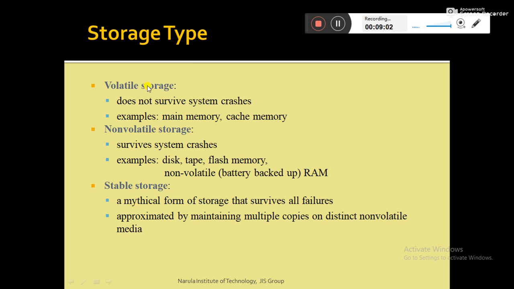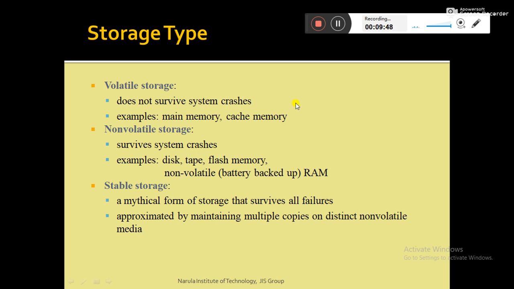So what is volatile storage? Actually, we already know what volatile storage is. Volatile storage is the storage where the information is retained only if the power supply is present. Once the power supply goes off, all the information stored in a volatile storage gets deleted. And one of the important features of volatile storage is that the information stored in it does not survive system crashes. It means if a system crash happens, all the information stored in the volatile storage is going to be deleted.